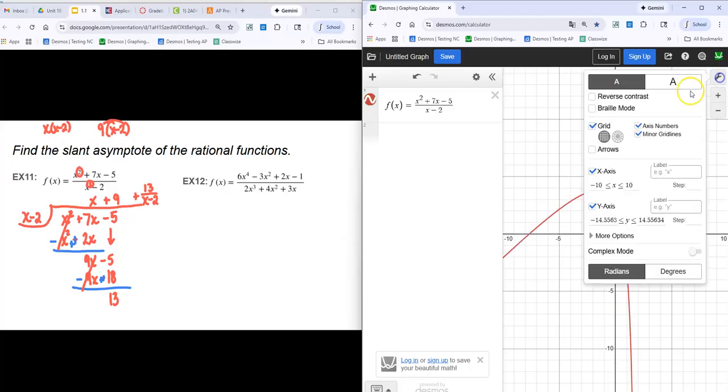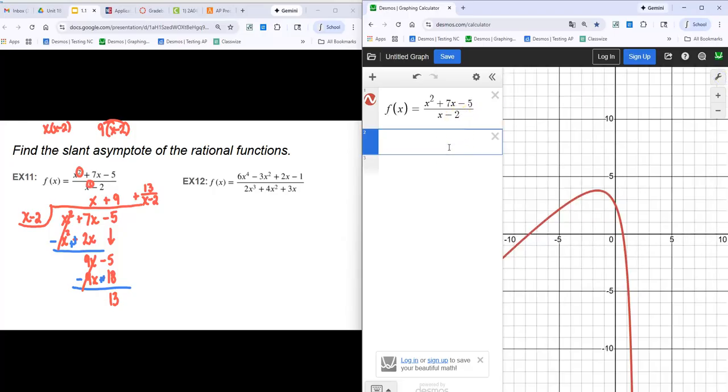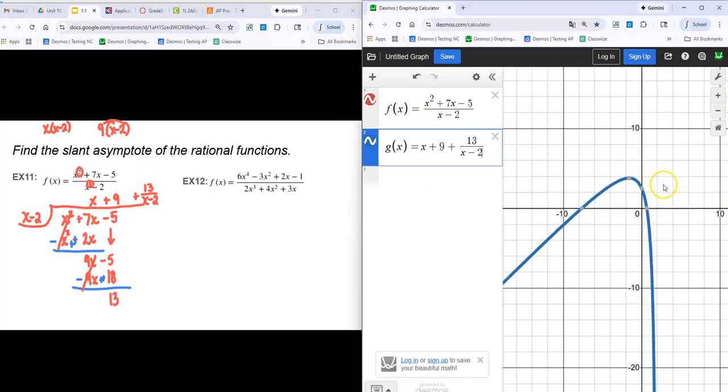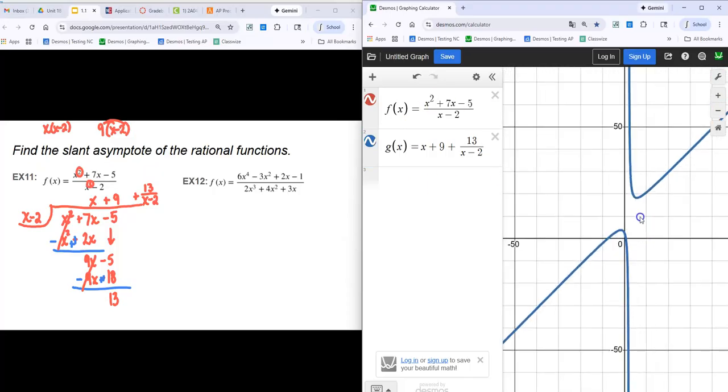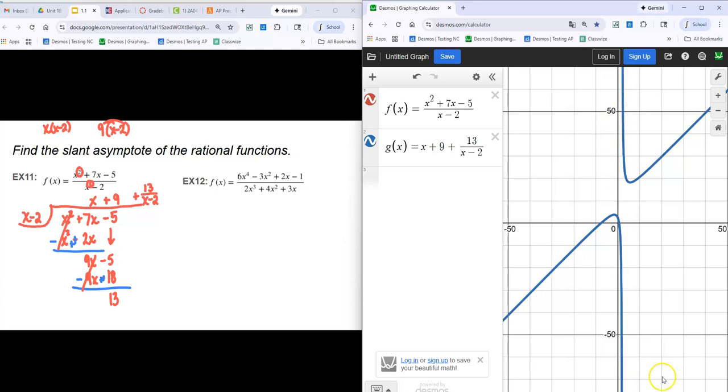Okay, so we got that one. And then if I do, I'm going to call it g of x. Notice here, I'm getting the same graph. Also, if I zoom out, you can see there's definitely a vertical asymptote at x equals 2. We would know that just by the denominator, right? So x equals 2 is a vertical asymptote.